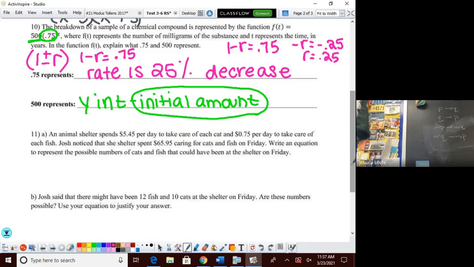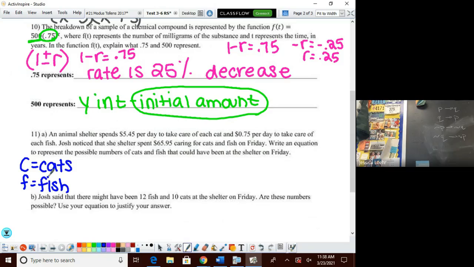The next one is about the animal shelter. So an animal shelter spends $5.45 a day to take care of each cat and 75 cents a day to take care of each fish. Josh noticed the shelter spent $65.95 caring for cats and fish on Friday. Write an equation to represent the possible number of cats and fish that could have been at the shelter on Friday. So what I did is I said C equals cats, F equals fish, just so I knew what my variables were before I even wrote my equation.